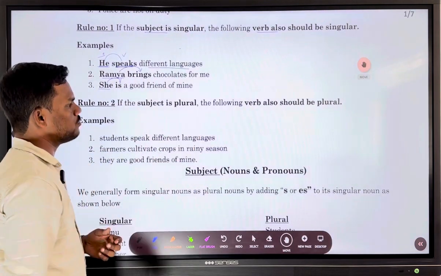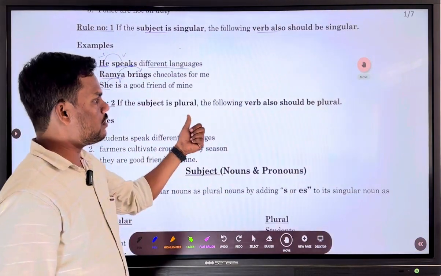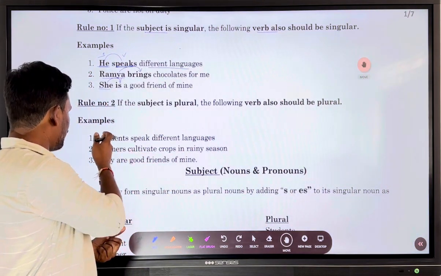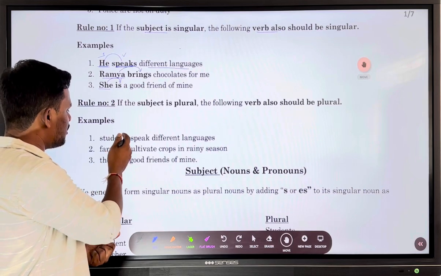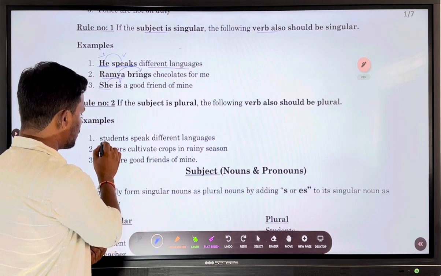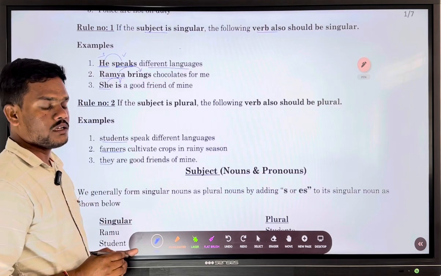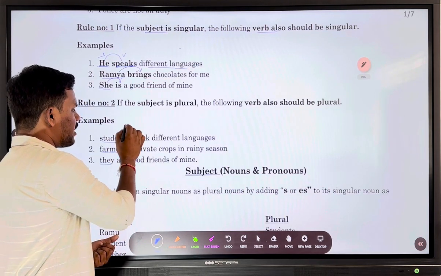Rule number 2. If the subject is plural, the following verb also should be plural. See, in all the 3 examples we have given here, the subjects are plural. Students is plural, farmers is plural, they is also plural. According to the subject, we are taking a plural verb.